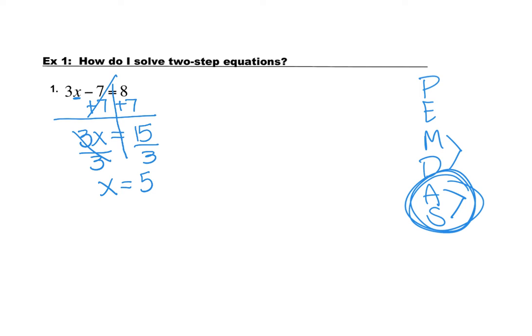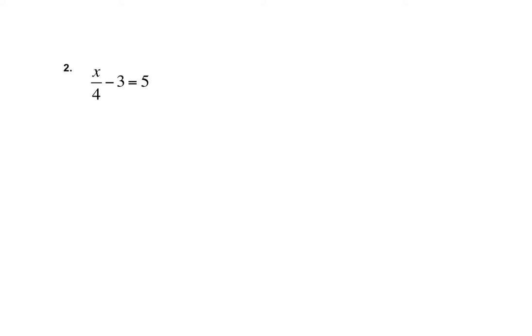Now, again, just like with the one-step equations, it's important to be able to go back and check your answer. So we're going to plug in this 5 right here for that x. So if I took 3 times 5 minus 7, is that equal to 8? So I have 15 minus 7 equal to 8. Well, 15 minus 7 is 8. 8 is equal to 8. And there you have that is the solution.